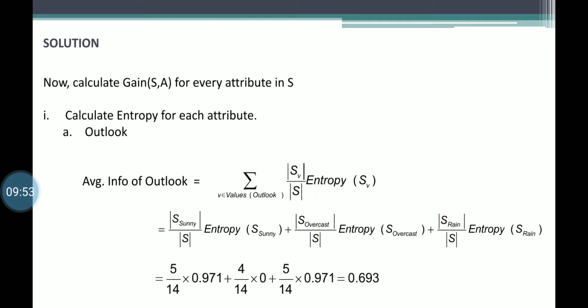Replacing the values, that is substituting the values: there are 5 values for sunny in the 14 row data set, 4 values for overcast in the 14 row data set, and 5 values for rain in the 14 row data set. S means 14. The entropy of them we have in the table already, and you will be getting 0.693.